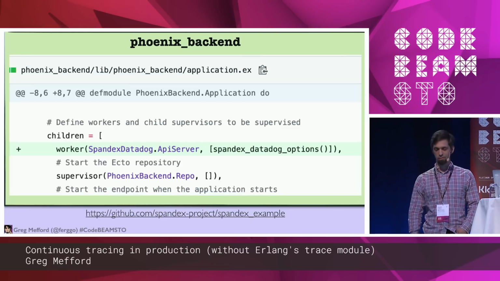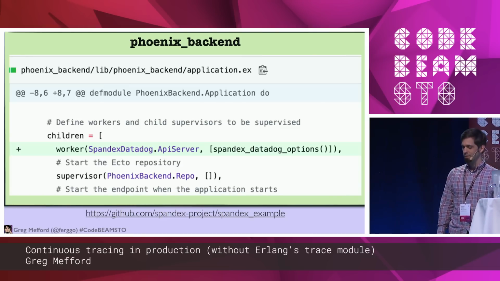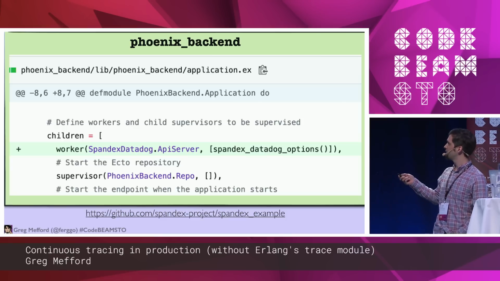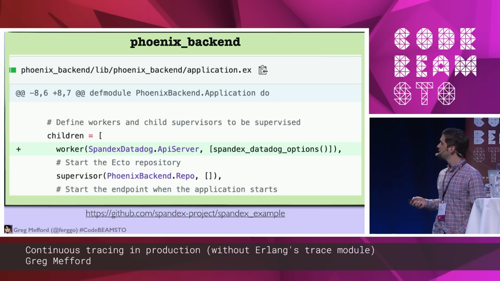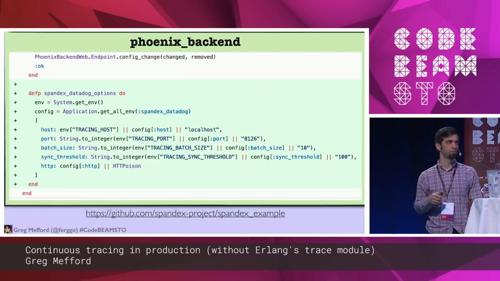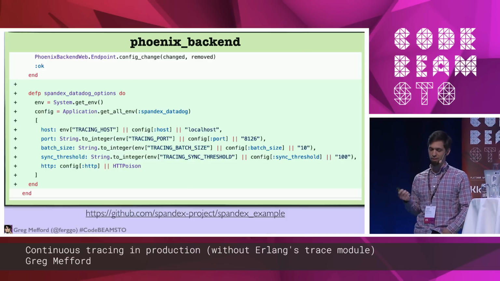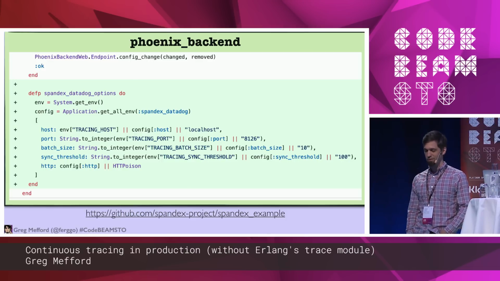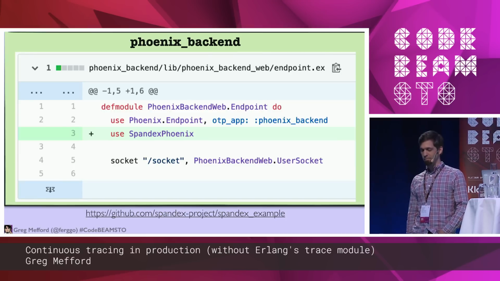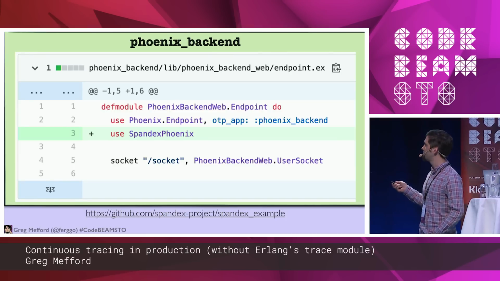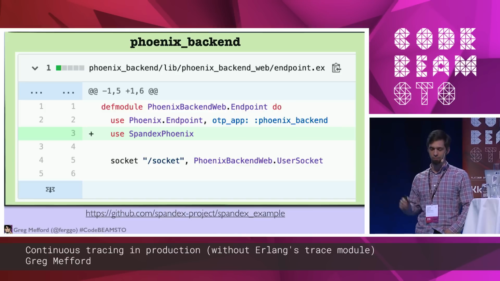And the way that we get those is, in your Phoenix backend, well, actually in both services, you'll end up having a worker here that knows how to send traces to Datadog. And then you can configure that using whatever configuration methods you prefer, whether it's environment variables or mix config or just falling back to a default. And then this is all you have to do in your Phoenix endpoint to get top-level spans out of Phoenix.